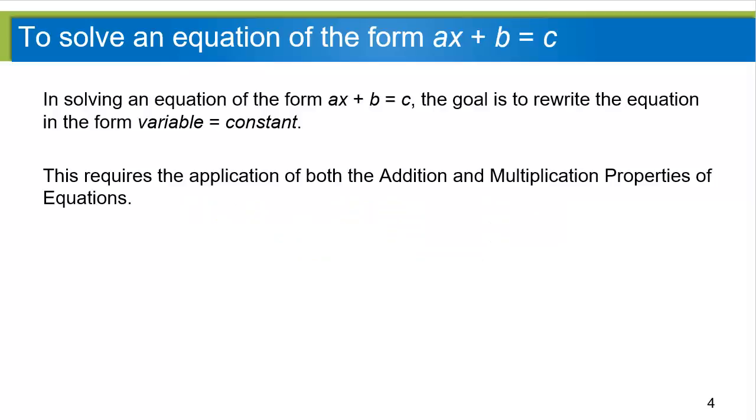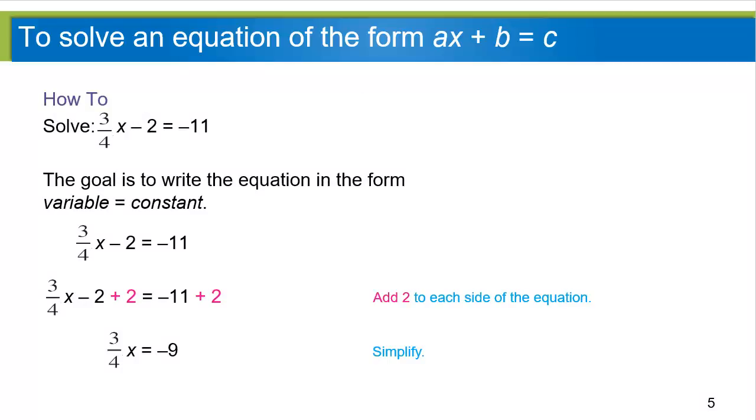Okay, so anytime you have something of the form ax plus b equals c and you want to solve for x, you should all be thinking, well, don't I want to move the b over and then divide by a? Yes, that's exactly what you want to do. So for instance, this stuff. You can move that 2 over, right? So you have to add 2 to both sides, and you get -9, and then you have to divide by 3/4, which is really meaning multiplying by 4/3.